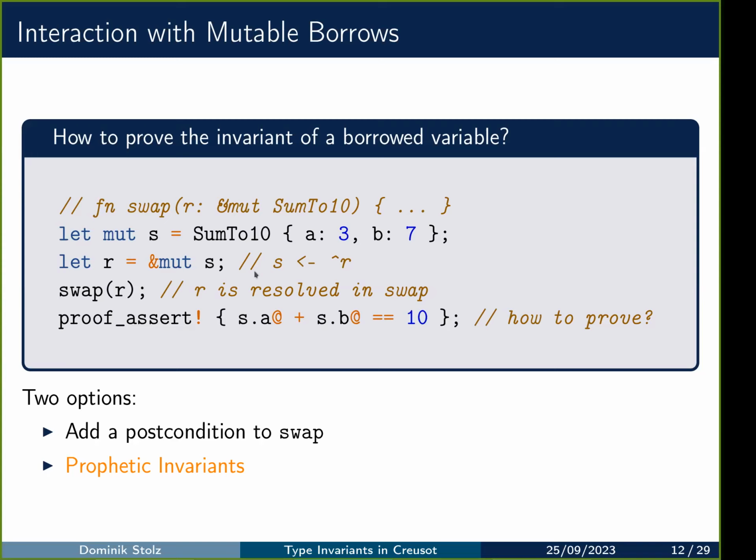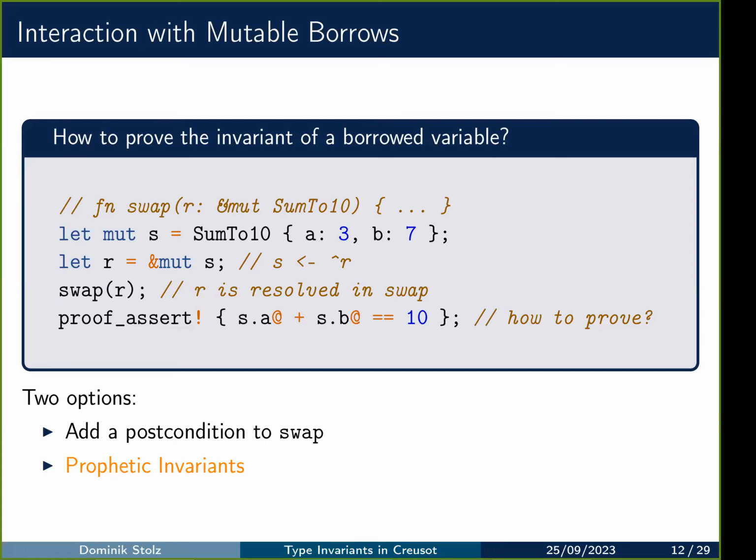So the assertion after the call, our value of s, since when we borrowed s, we said that now s equals the final value of r. So to prove the assertion after the call, we need to know something about the final value of r. And the usual way how we learn the final value is through resolution. However, in this case, since we move our reference into swap when we call it, we don't resolve r in the caller.